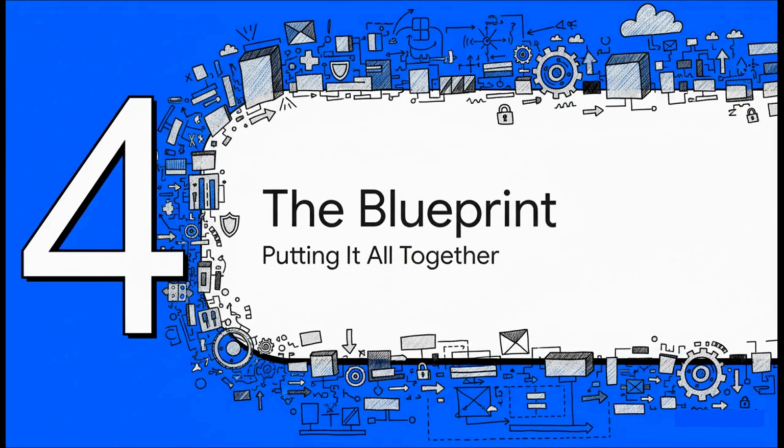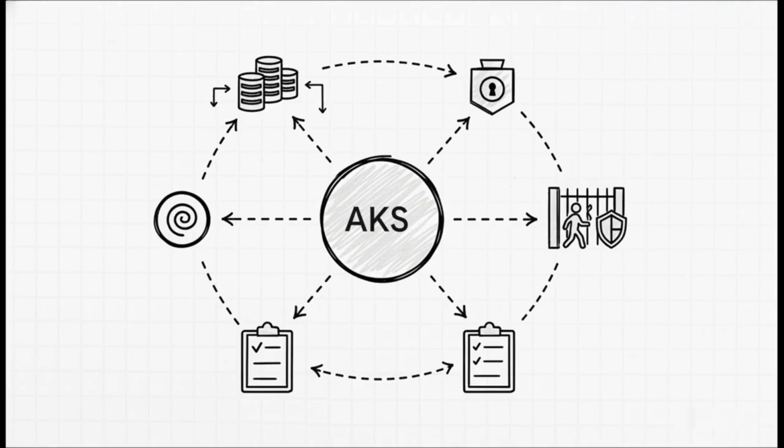Okay, we have covered a ton of ground here. Reliability, security, networking, and operations. So let's pull all of these different pieces together into a single, cohesive blueprint that you can use for your AZ-305 studies. And here it is, the whole shebang. This is what a truly production-ready AKS design looks like.